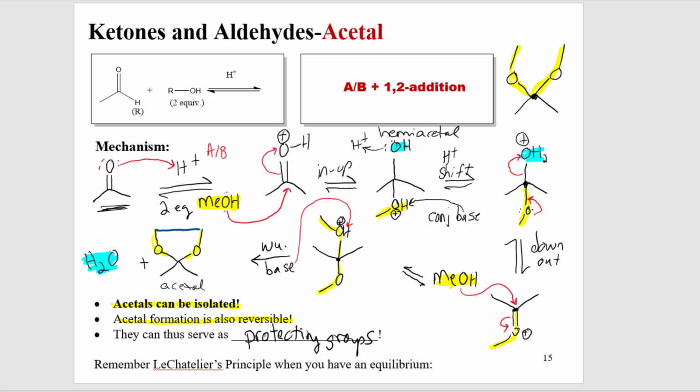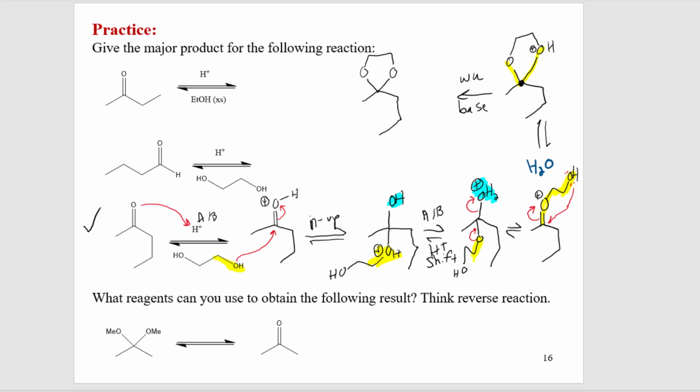are just tethered. Okay? So there's no mechanistic difference between adding methanol twice or using one molecule where the two methyls are tethered to one another. Okay? So ethylene glycol, one equivalent of ethylene glycol, serves as both alcohols in your system. And you end up with your beautiful acetal. Okay, I'm going to leave the others for you.